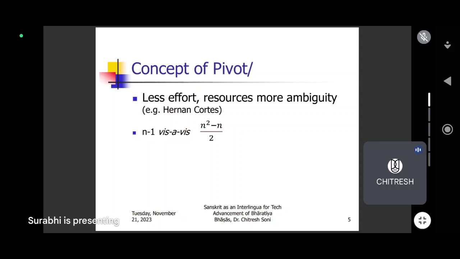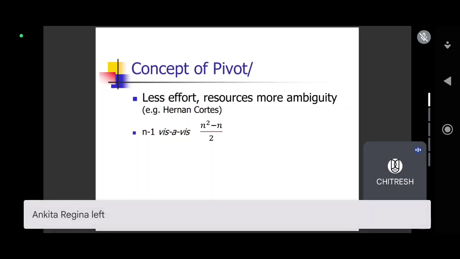He talked to them. So in the case of pivot, the number of language combinations you need is n minus one. Suppose there are five languages, you need only four combinations. Whereas in the case of a translation engine from one language to another, you need each and every combination. The formula will be n square minus n upon 2. Okay, next please.